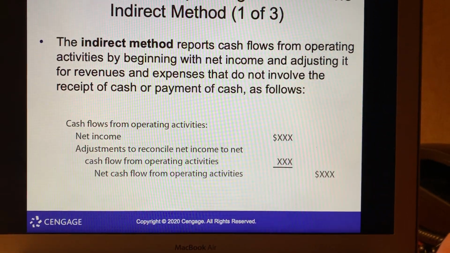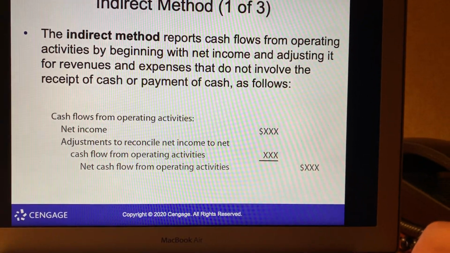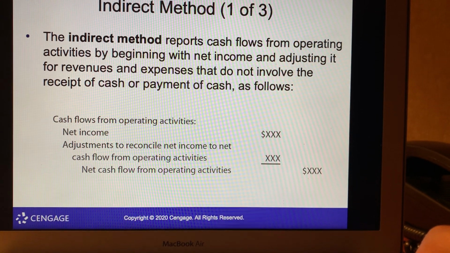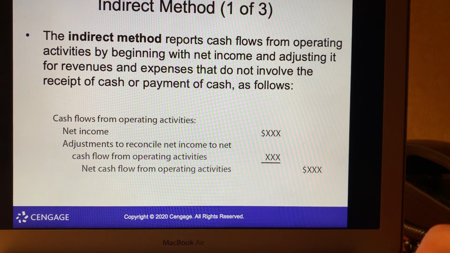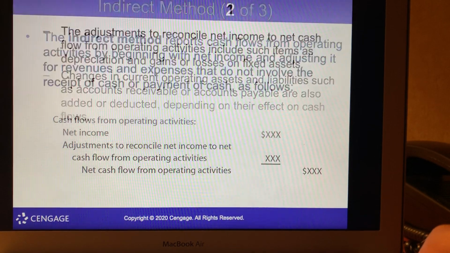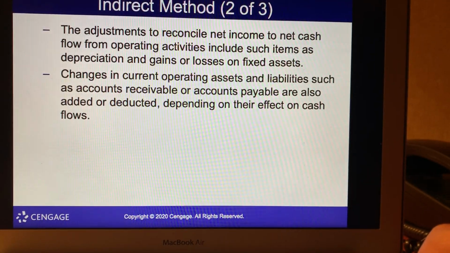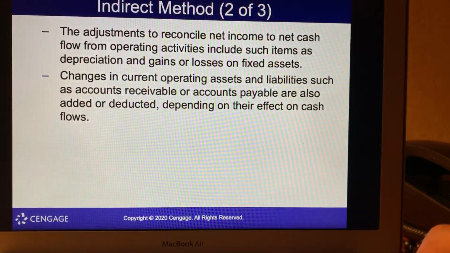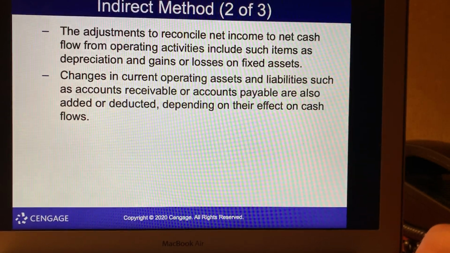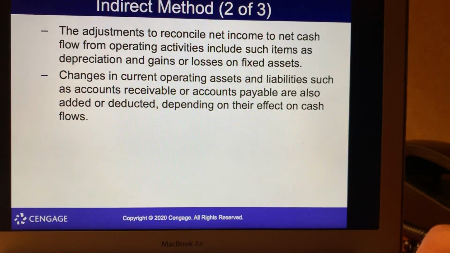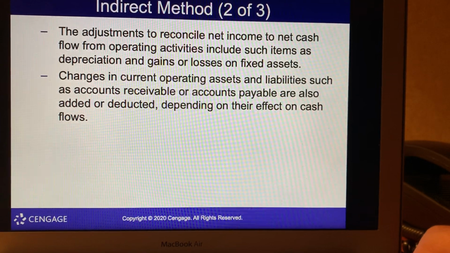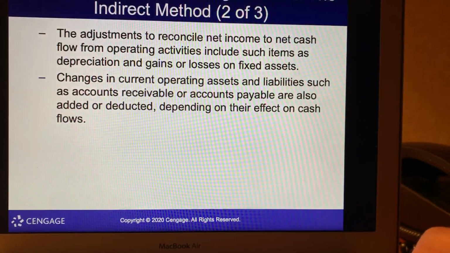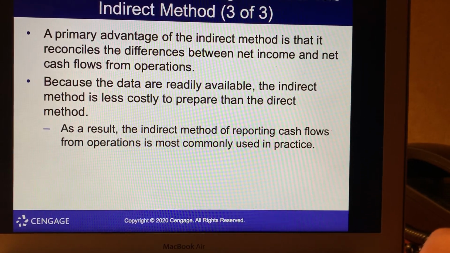Here's the indirect method: net income, adjustments to reconcile net income to net cash flows from operating activities, net cash flow from operating activities. So take a look at that. That's kind of the setup. The adjustments to reconcile net income to net cash flow from operating activities include such items as depreciation and gains or losses on fixed assets. Changes in current operating assets and liabilities, such as accounts receivable or accounts payable, are also added or deducted depending on their effect on cash flows.